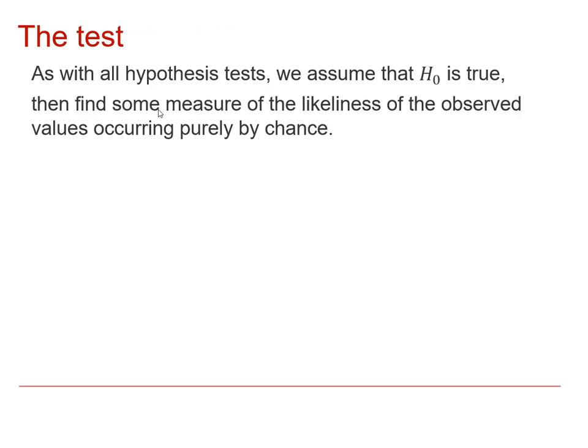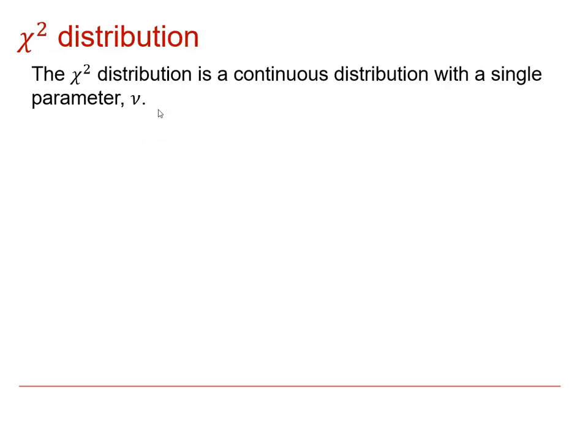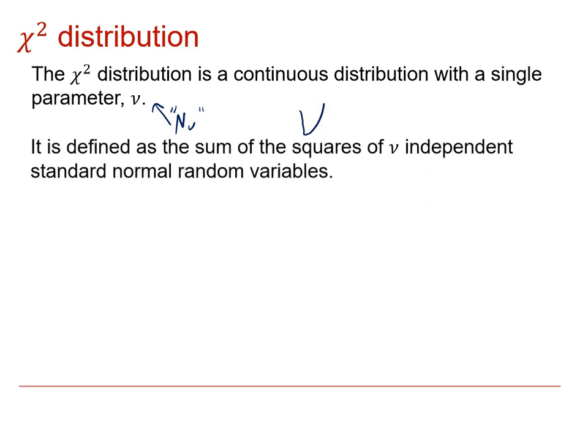So, as with all hypothesis tests, we assume that H0 is true and find a measure of the likeliness of the observed value occurring purely by chance. Now, the chi-squared distribution is a continuous distribution with a single parameter, that is the Greek letter nu. It's a bit like a V, but it tends to be drawn with one straight edge and one curved edge. And a chi-squared distribution is defined as the sum of the squares of nu independent standard normal random variables. Quite a mouthful.